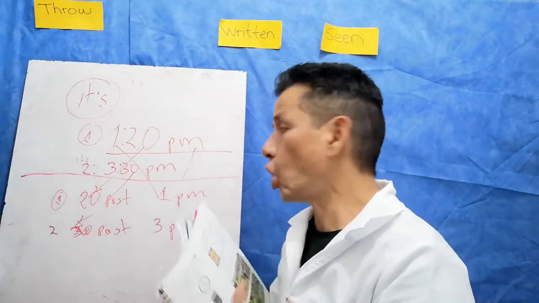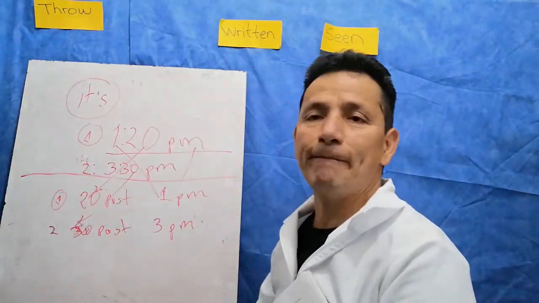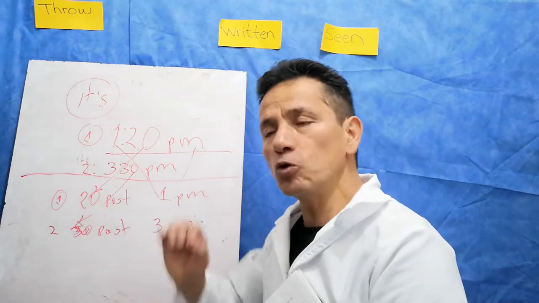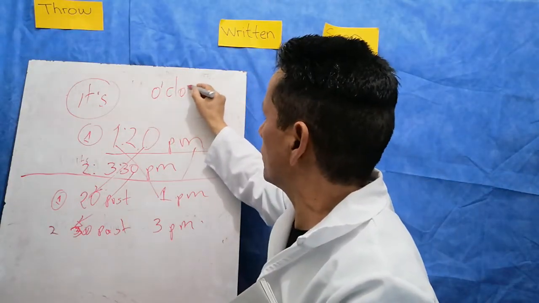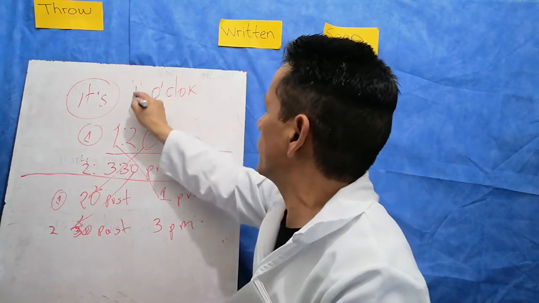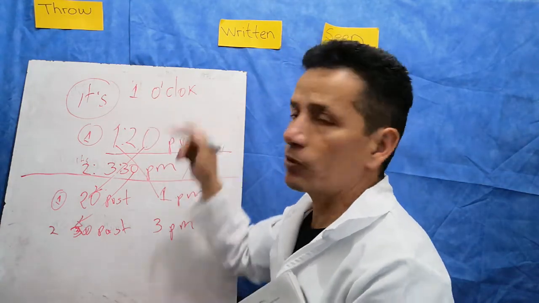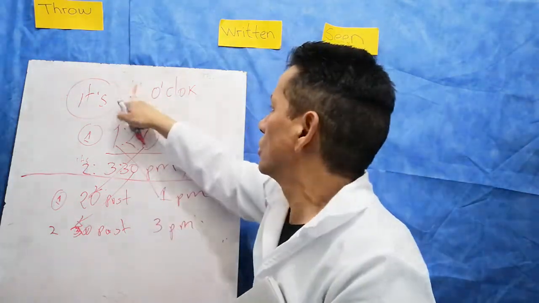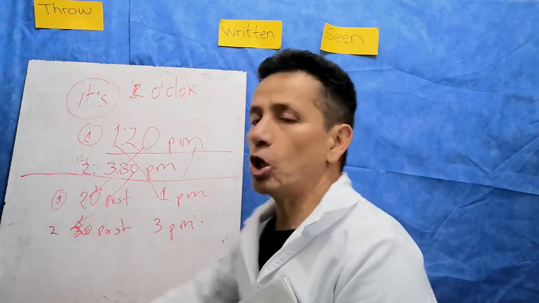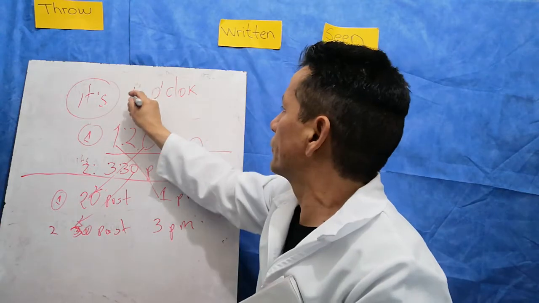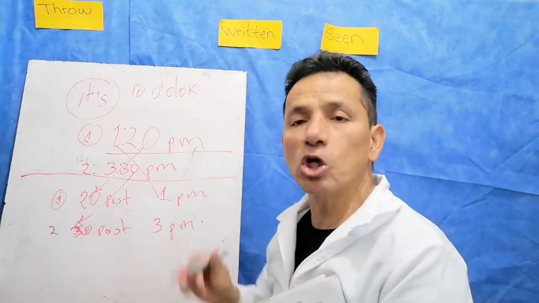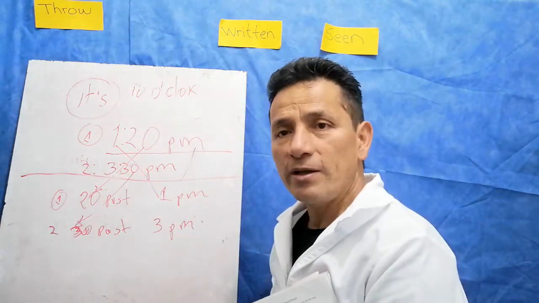Siempre que hablemos de o'clock, vamos a decir en punto, las 3 en punto. Entonces, si tenemos aquí 1 o'clock, una en punto. 2 o'clock, 3 o'clock, 10 o'clock, las 10 en punto, ¿ok?